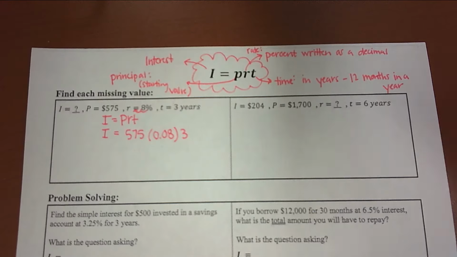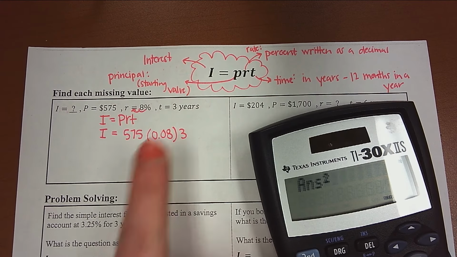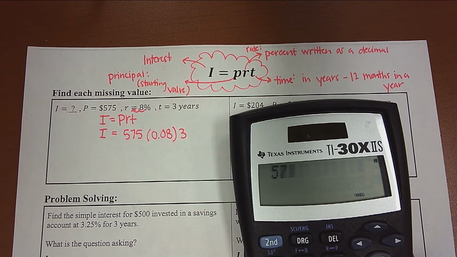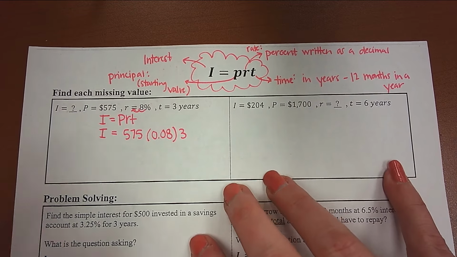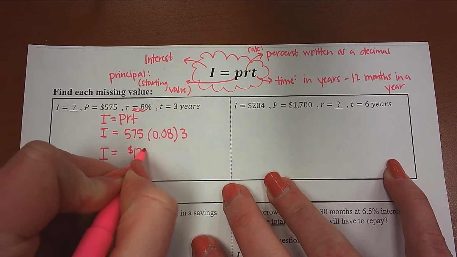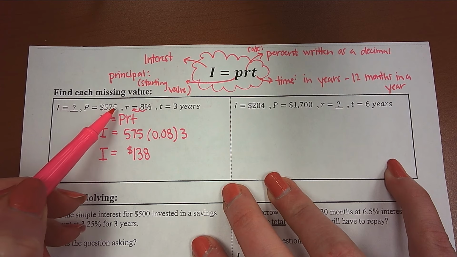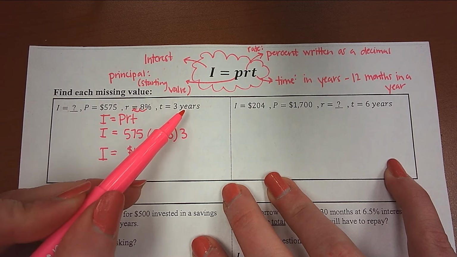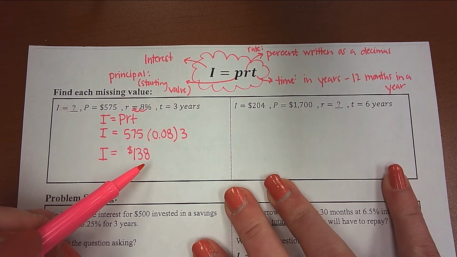So I have 3 numbers that I just plugged into my formula, P times R times T. And now I'm just going to use my calculator to multiply 575 times 0.08 times 3 years. And when I do that, my interest is showing up, I equals $138. So what this means is that in order to borrow $575 at a rate of 8% over the course of 3 years, it would cost us $138 in interest to make that decision.